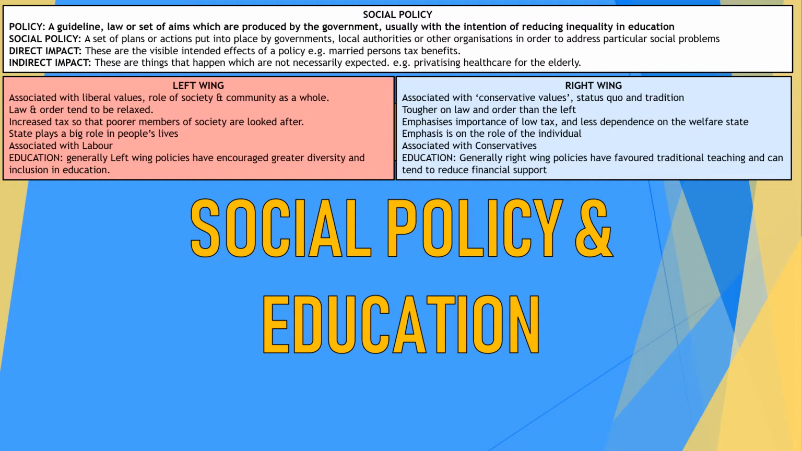Right wing, on the other hand, is normally Conservatives. When it comes to their views on education, generally they favour traditional methods and approaches to education. They tend to reduce financial support and funding for education.